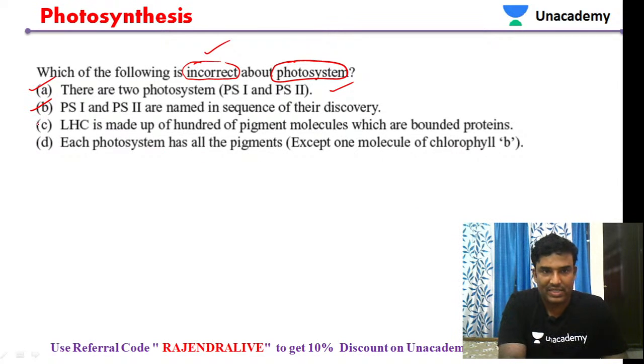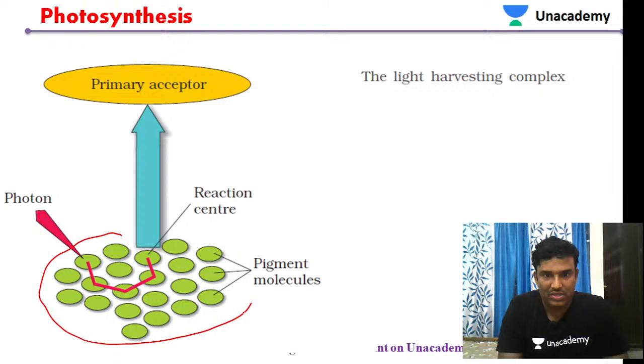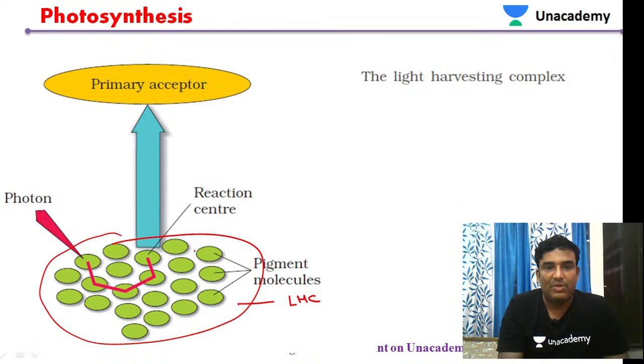Then let's see statement 3. Light harvesting complex is made up of hundreds of pigment molecules bound to proteins. Here you can see the diagram. This all together is called a light harvesting complex. The green color molecules are the pigments, and those are called pigment molecules.